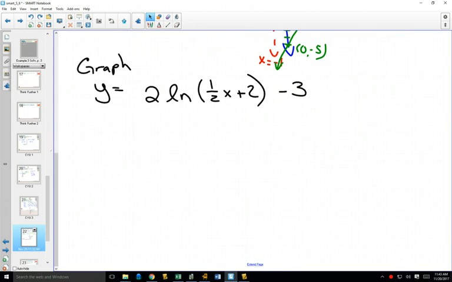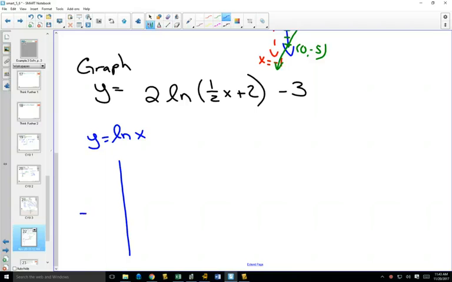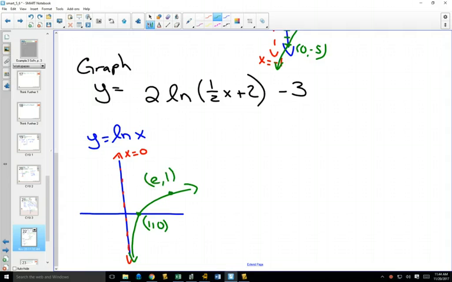So first of all, what's the base and what's the parent graph? The natural log of x. So the parent graph, again, like all log graphs, it's going to have 1, 0. It's going to have this shape. It's going to have an asymptote at x equals 0. The point on this one is going to be e, 1. So the base of the natural log is the number e, which is approximately 2.7. So there's our parent graph.